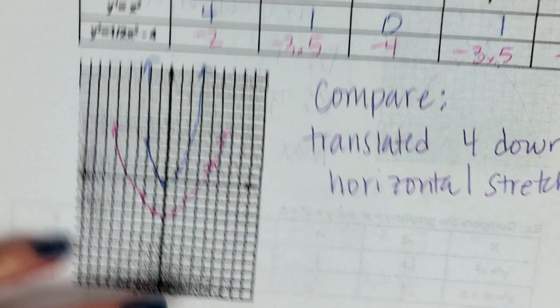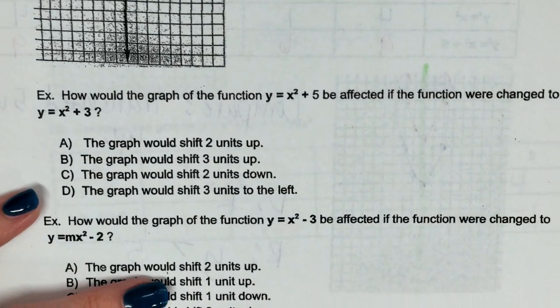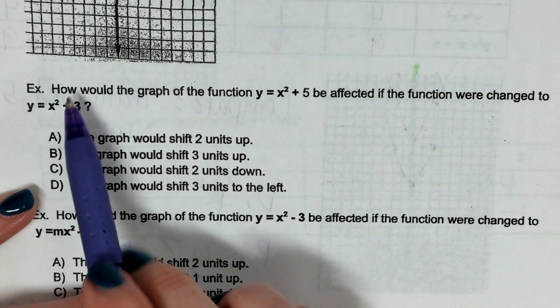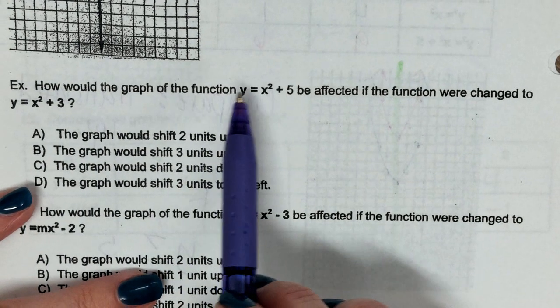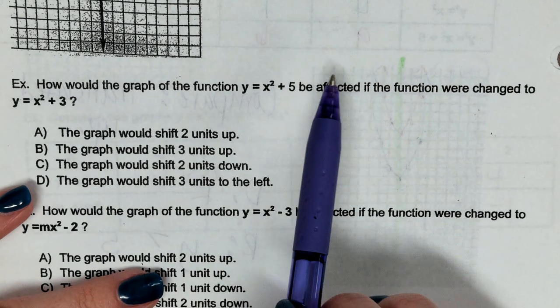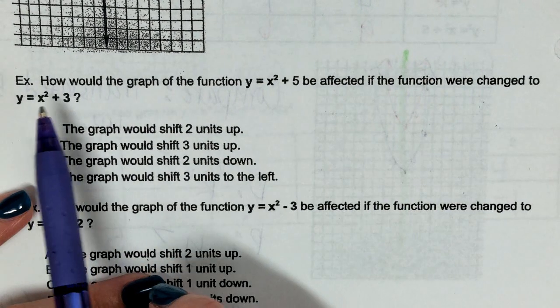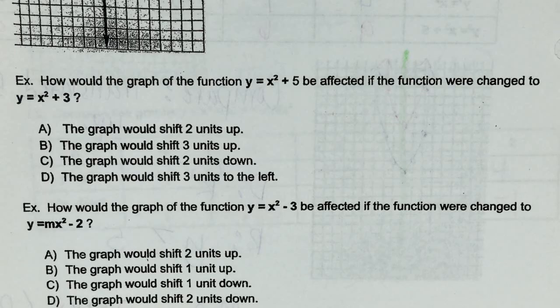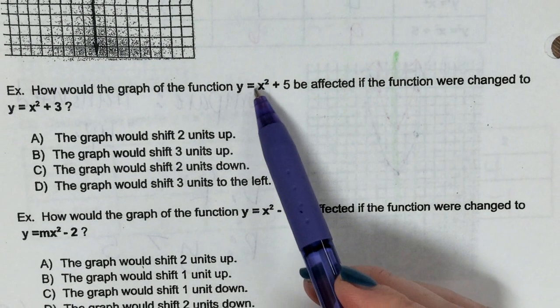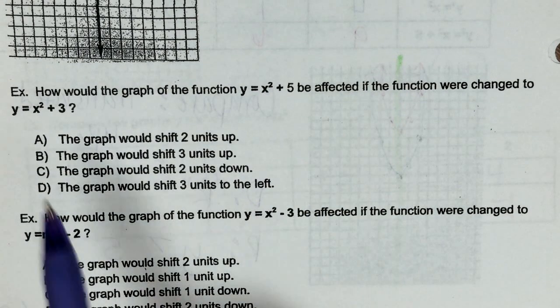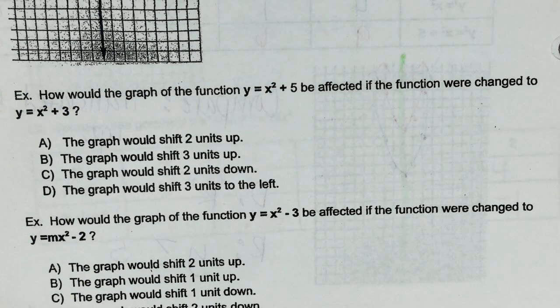Now let's look at 2-star types of questions that could be asked. Are y'all ready? How would the graph of the function y equals x squared plus 5 be affected if you change the function to y equals x squared plus 3? I want y'all to think about it and see if you can figure it out. So the parent function, they're not comparing it to a parent function, are they? They're saying if you started with x squared plus 5 and you changed it to x squared plus 3, what happened to it? It went 2 units down.